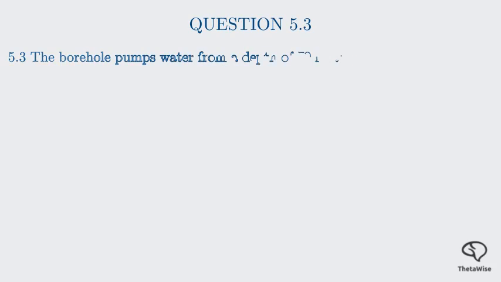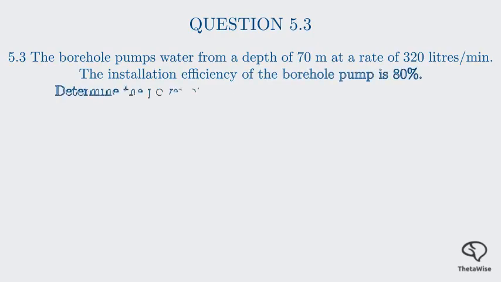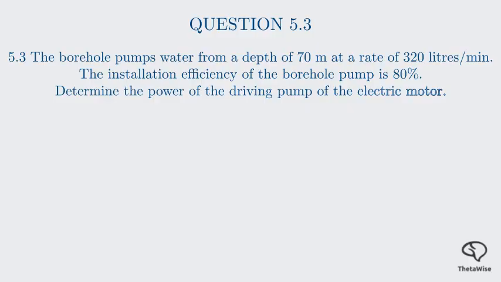Now for our final question, 5.3. The question states, the borehole pumps water from a depth of 70 meters at a rate of 320 liters per minute. The installation efficiency of the borehole pump is 80%. Determine the power of the driving pump of the electric motor. This question is about pump power.